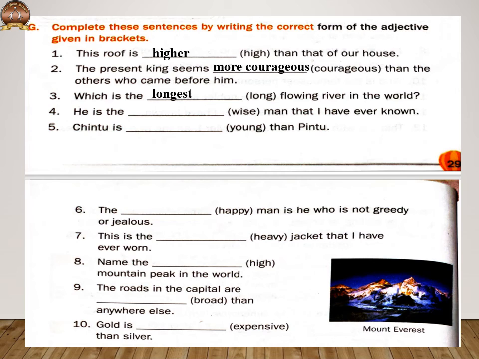Then again the, and the comparison between all the men that this person has seen and known, so wisest. Then again the comparison between two people, Chintu and Pintu, and than is also there, so yes, comparative degree. Now you pause and solve and check.